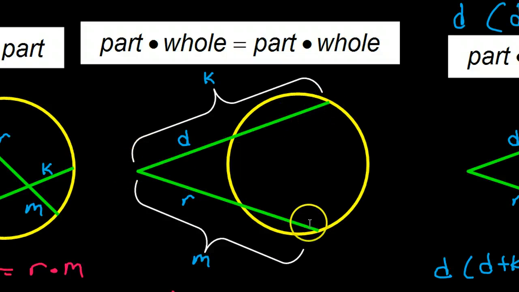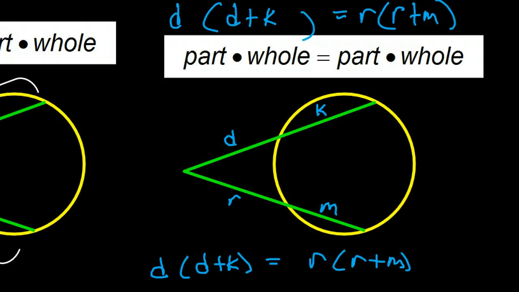Alright, when the angle comes outside of the circle, the relationship between the segments looks like this. Part times whole equals part times whole. Now when I say part, it has to be the outer part outside the circle. So part times whole is d times k. And that will equal the outer part times the whole, r times m.